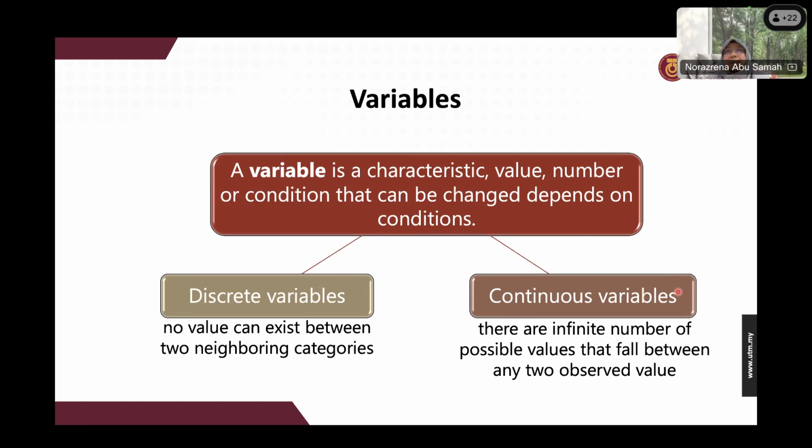Another example is colors. We have blue, red, yellow, green. We cannot say that between green and blue there is something specific. We cannot give a specific name for the color in the middle. So when no value can exist between two categories, it is called a discrete variable.